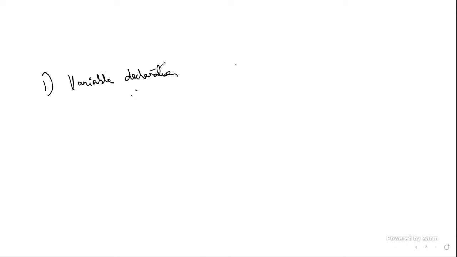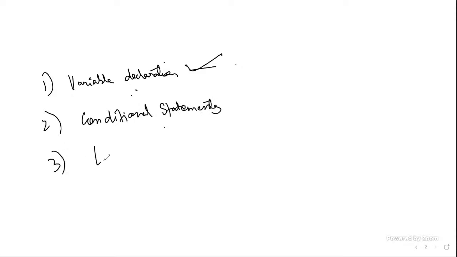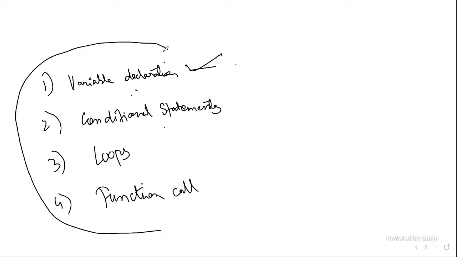Yes, this is what we have seen so far. Second is conditional statements. Third is loops, and fourth is function calls. A program is composed of these four things.